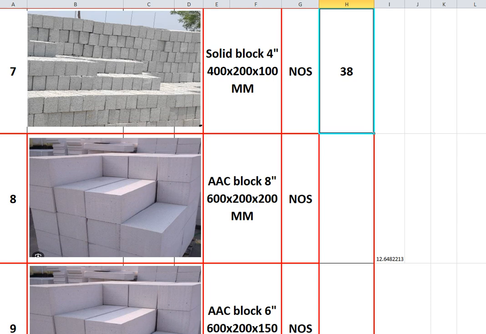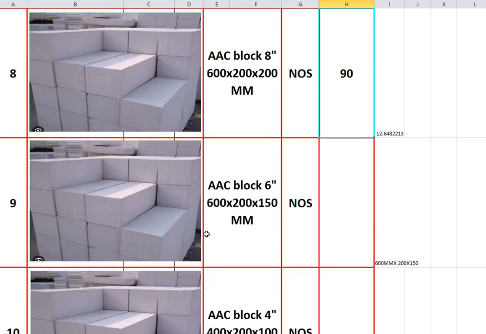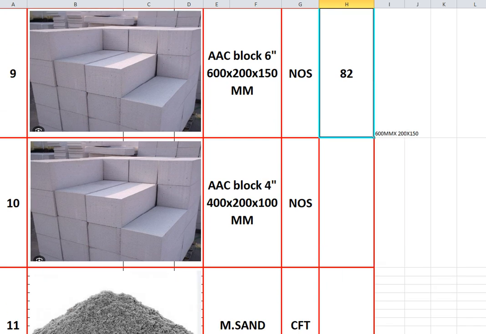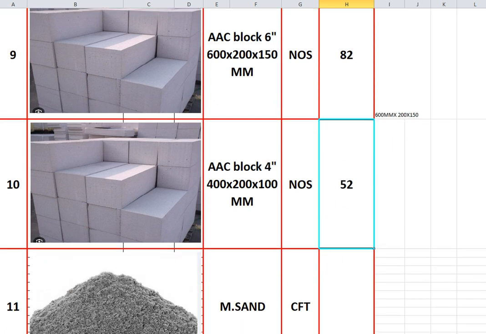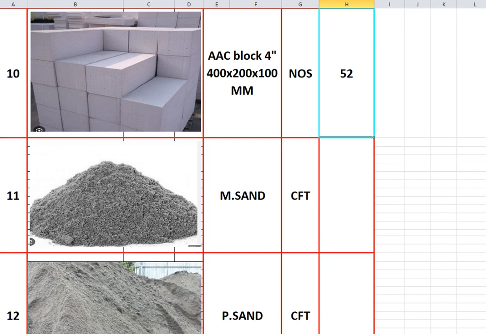Then we come to AAC blocks. These also come in 8 inches, 6 inches and 4 inches. Let us see the price of this. The 8 inch block price is 90 rupees, and the size is 600 by 200 by 200. Then the 6 inch block, which is 150 mm, is about 82 rupees per number. The AAC 4 inch block price is about 52 rupees per number. So these are the different rates for the AAC blocks.